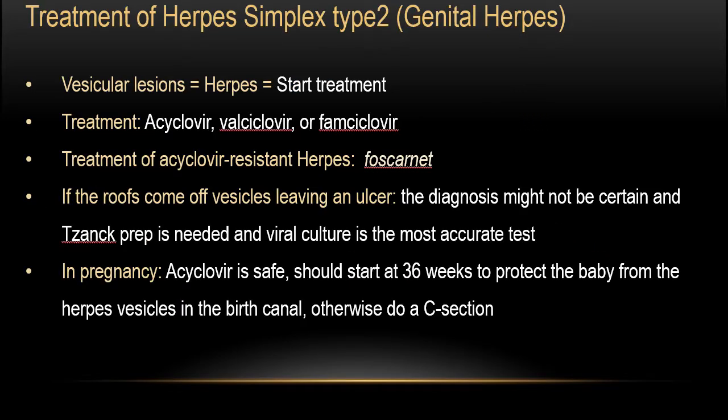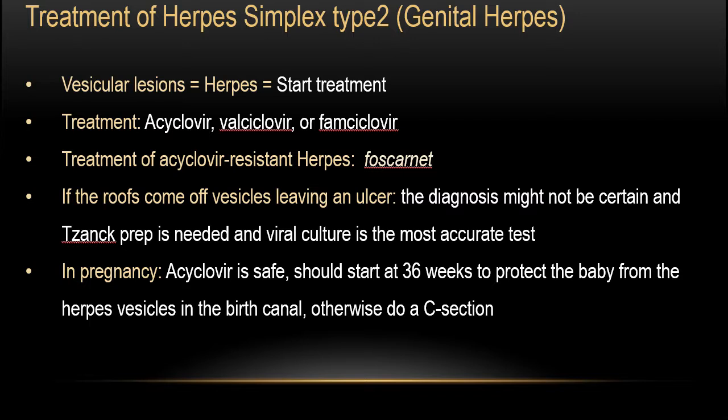Treatment of herpes simplex type 2, the genital type of herpes. Vesicular lesion, you have vesicles, start treatment. And the treatment is acyclovir, valacyclovir, famciclovir. It's just one drug, and we have multiple varieties of it. Acyclovir is the treatment of choice.